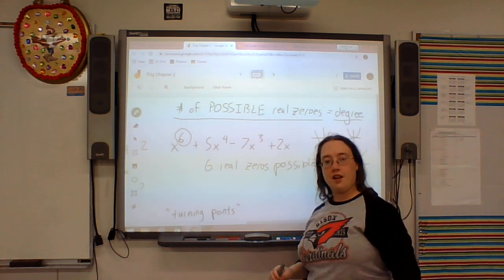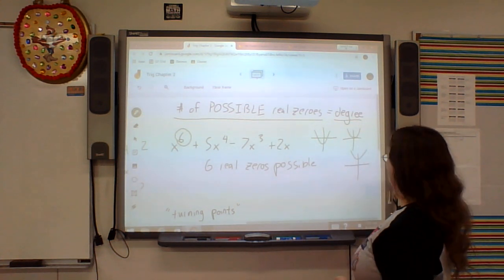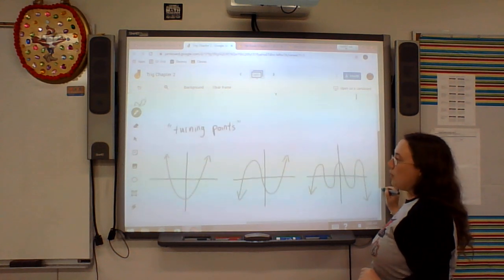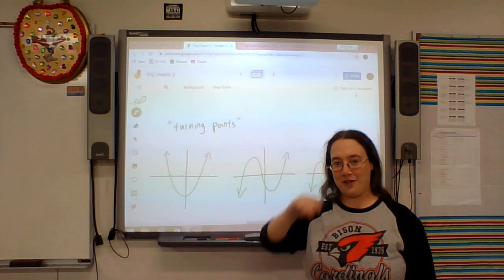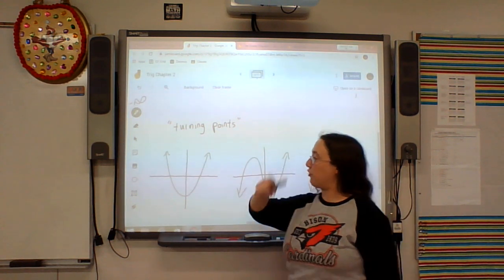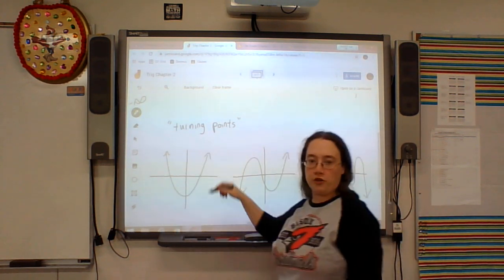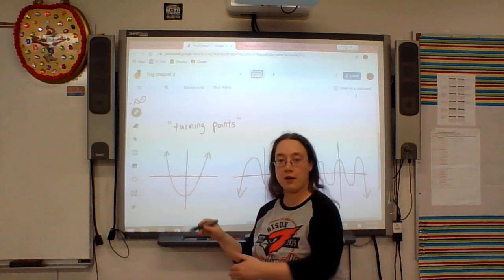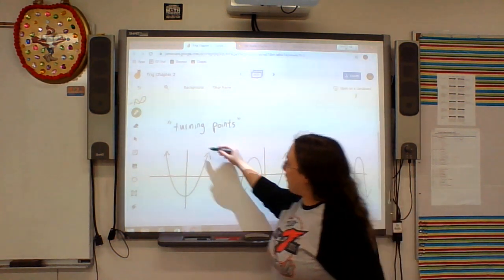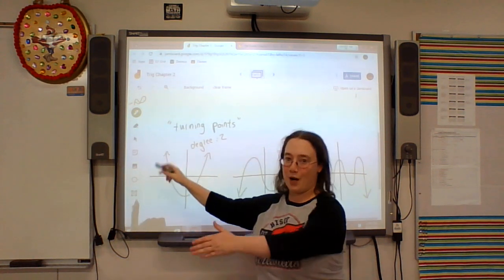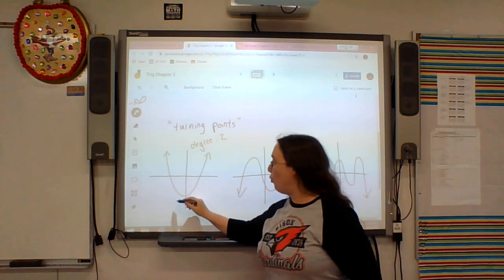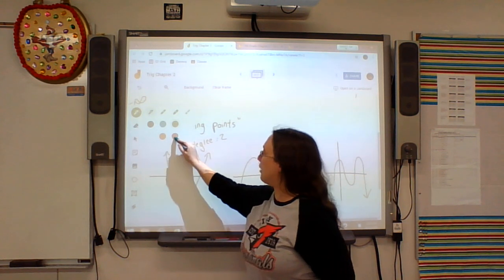Okay. The other thing that goes with this is turning points, which nicely are exactly what they sound like. They're where our function is turning around, either going like this or going like this. So it stops going down and starts going up, or it stops going up and starts going down. So if we've got something with a degree of 2 here, because it's a parabola, we have 1 turning point.